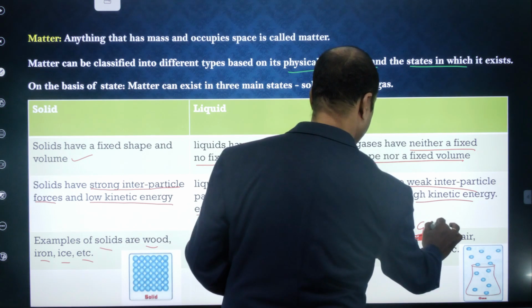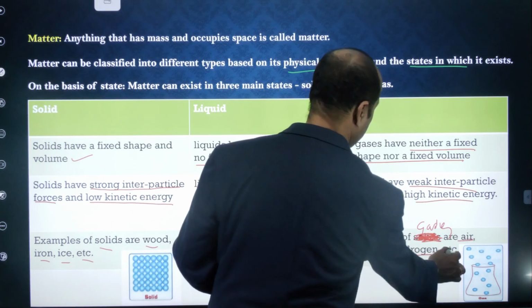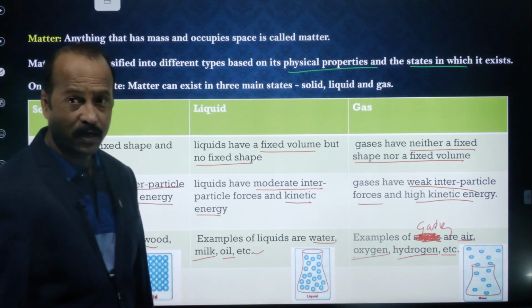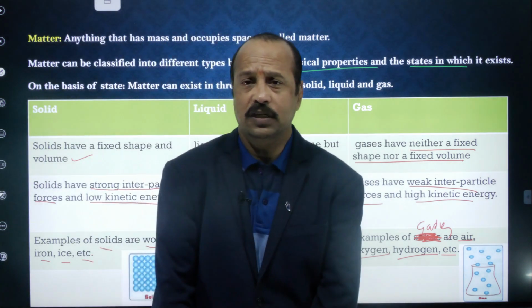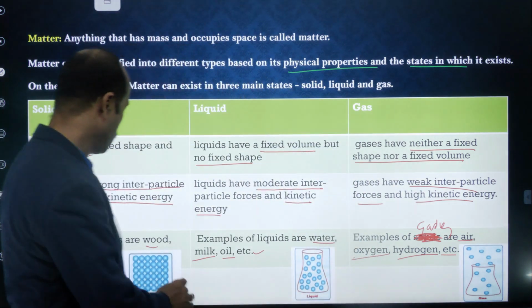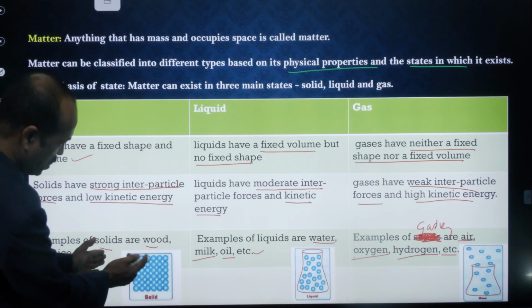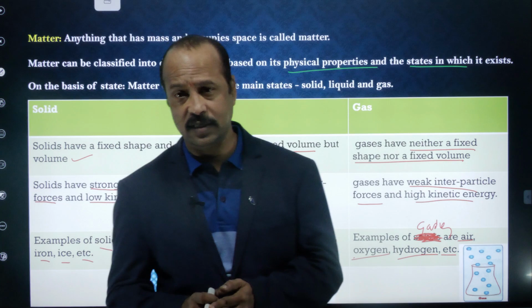Examples of gases are air, oxygen, hydrogen, etc. So these are the solids, liquids and the gases. Since it's very simple, here you can see in solids, the molecules and atoms are very closely packed. They are very close, touching each other, just like close friends.